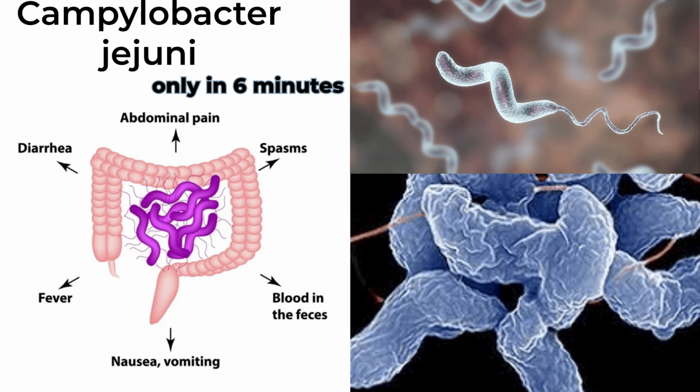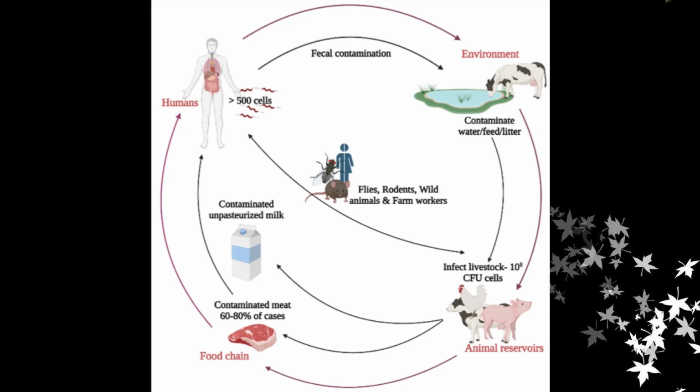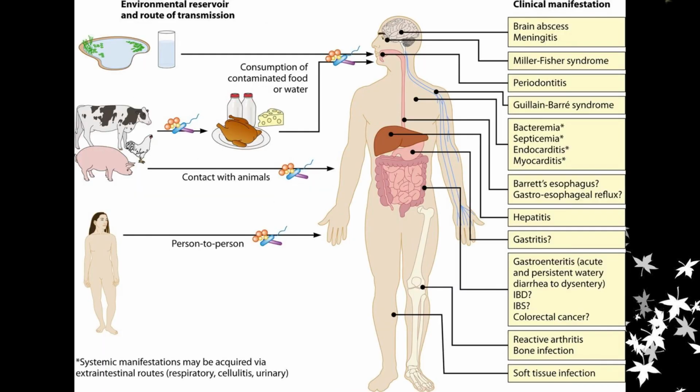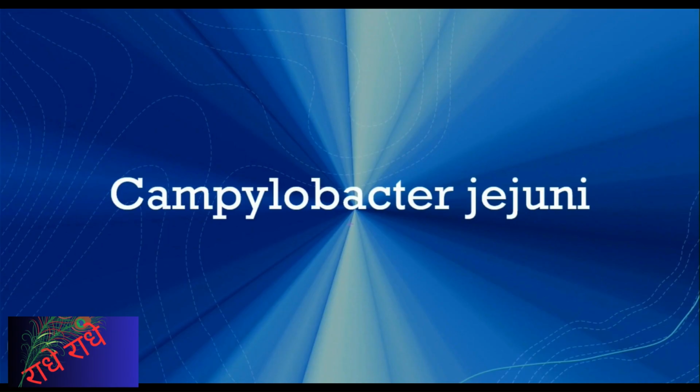Good morning, everyone. Today we will be exploring a very important topic. Campylobacter jejuni. We will be looking into its habitat, morphology, cultural characteristics, biochemical characteristics, host range, virulence factors, and mechanisms of antibiotic resistance. Let's begin.